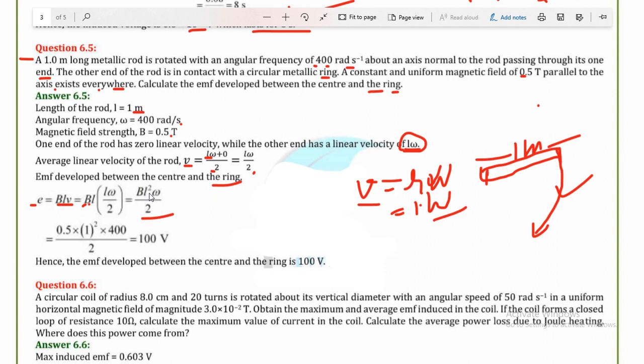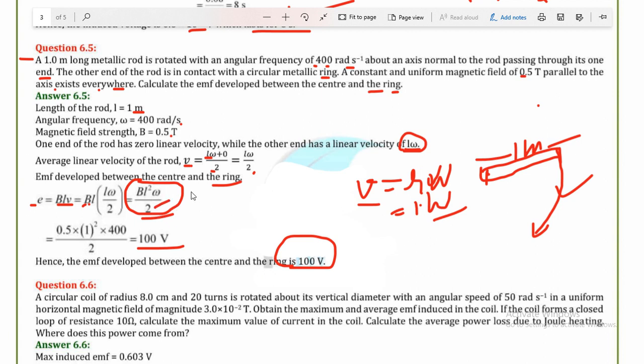Now since the value of L is 1 and B is 0.5, you can substitute the values of all the variables given in the question and you will get the answer, that is 100 volt. Hence the EMF developed between the center and the ring is 100 volts. So this is the answer of this question. Student, I hope you understand how this question is solved. This formula is very important. Remember this formula for the case when a rod is rotating in a perpendicular magnetic field. You can directly apply the formula B L square omega by 2.